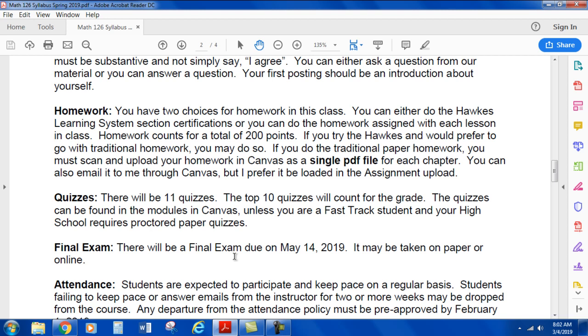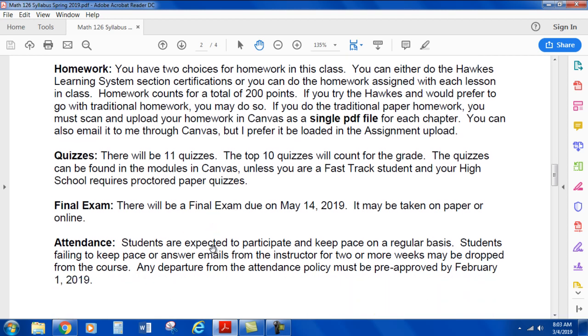When people randomly load things up, it's more tedious, and they're often not in order. So I go like, okay, which is page 2 of this section? So okay, you can also email it to me through Canvas, but I prefer it be loaded in the assignment upload. Quizzes, there'll be 11 quizzes.